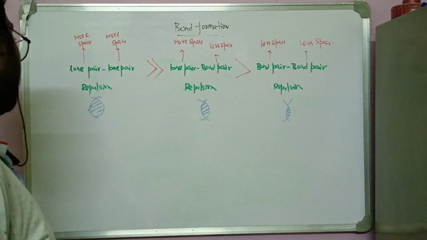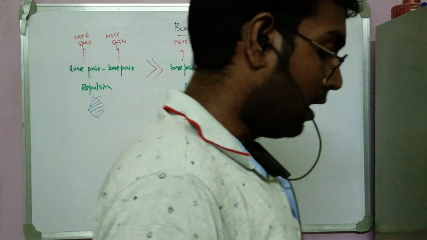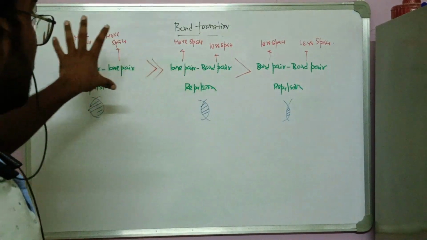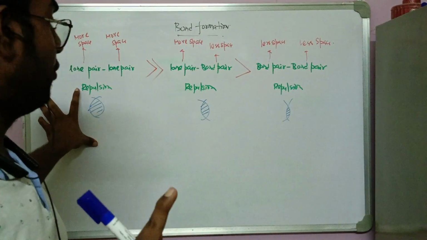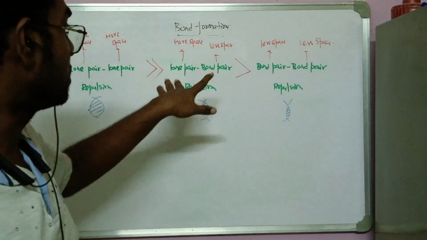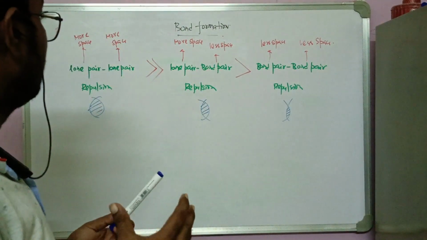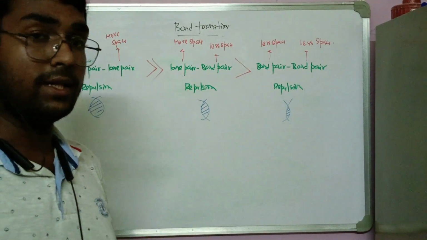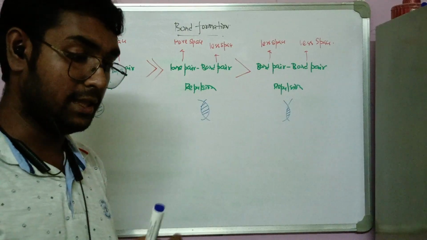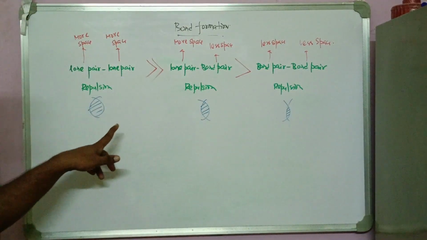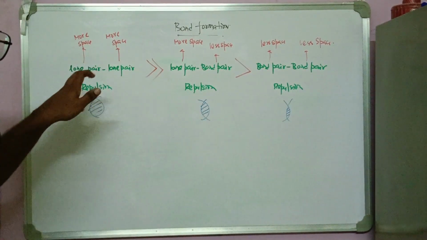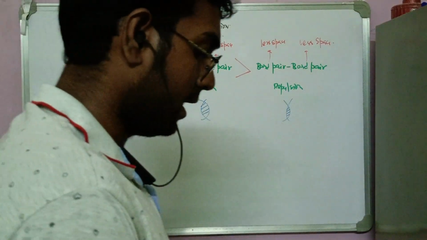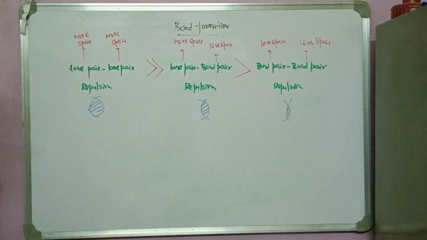But there will be a tendency where the lone pair-bond pair repulsion can dominate the lone pair repulsion if they are closer, because repulsion takes place at minimal distance. In that case only it can dominate. But in general, the lone pair repulsion dominates because the lone pair has a tendency to acquire more space.